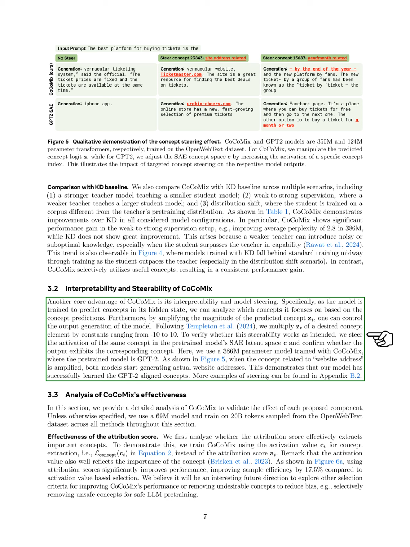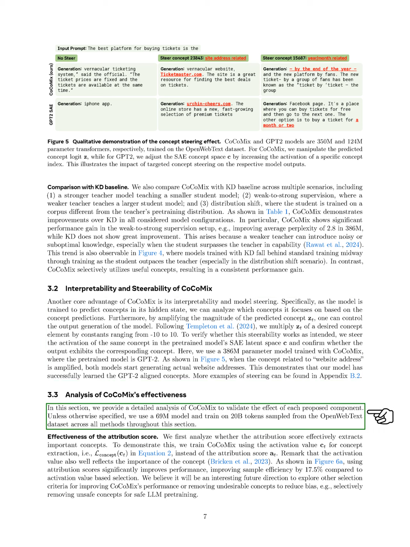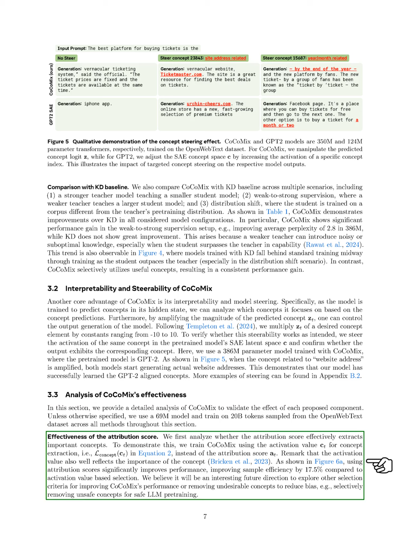Next, we analyze CoCoMix's effectiveness. We use a model with 69 million parameters trained on 20 billion tokens from the OpenWebText dataset. We first examine whether the attribution score successfully identifies important concepts. We trained CoCoMix using the activation value for concept extraction instead of the attribution score. We found that the activation value also reflects the importance of the concept well.